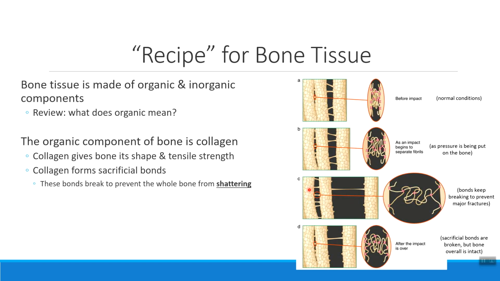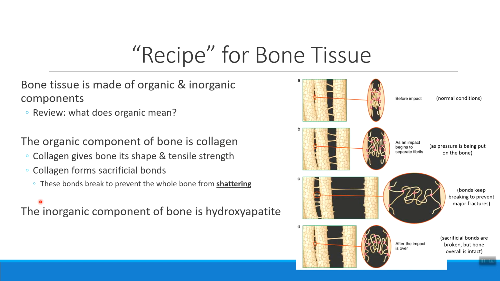So by using these sacrificial bonds, we give our bone what we call tensile strength, meaning we can put tension on it and it's not immediately going to shatter. It can have a little bit of twisting, turning, pulling, and still be okay. That's the job of my organic component of bone tissue, my collagen proteins.